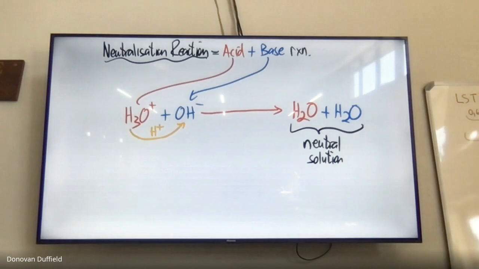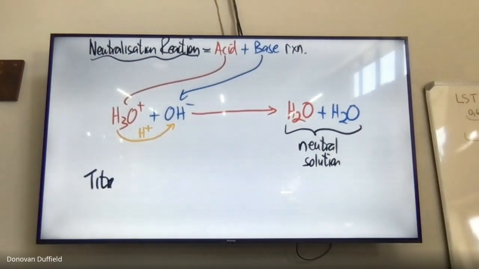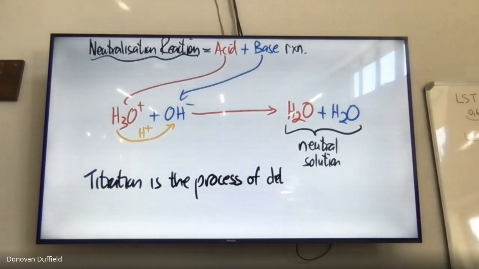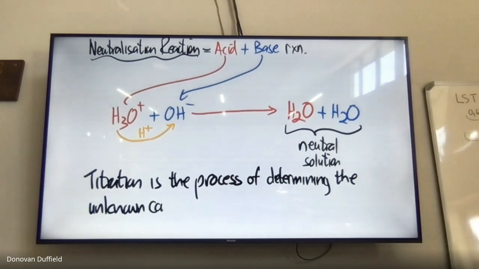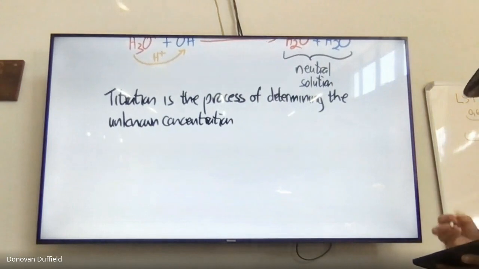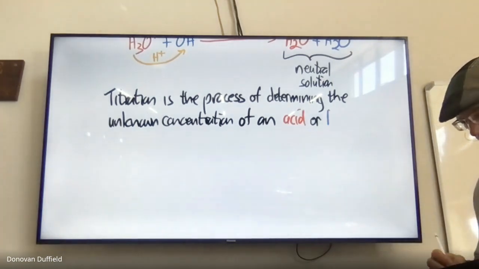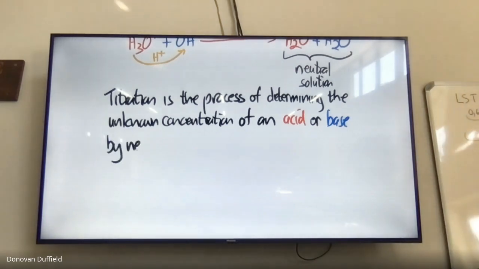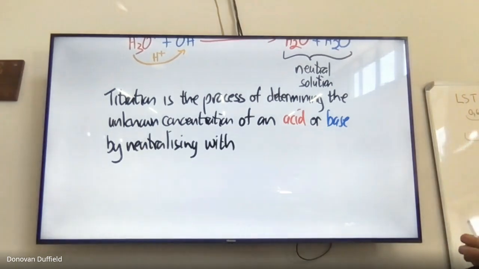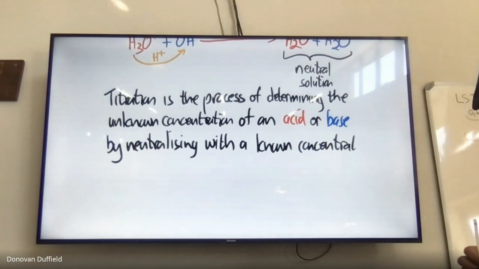So what is a titration? A titration is the process of determining the unknown concentration of an acid or base by neutralizing with a base or an acid with a known concentration.